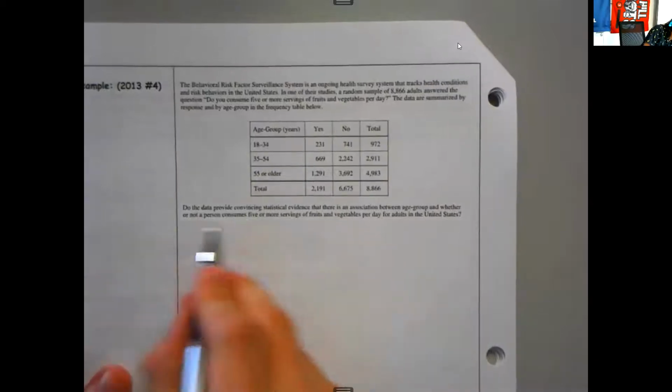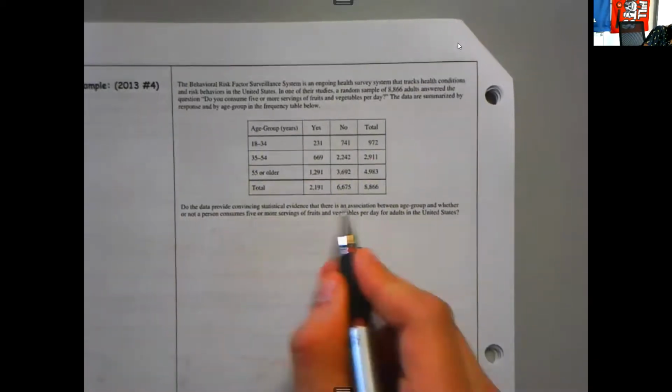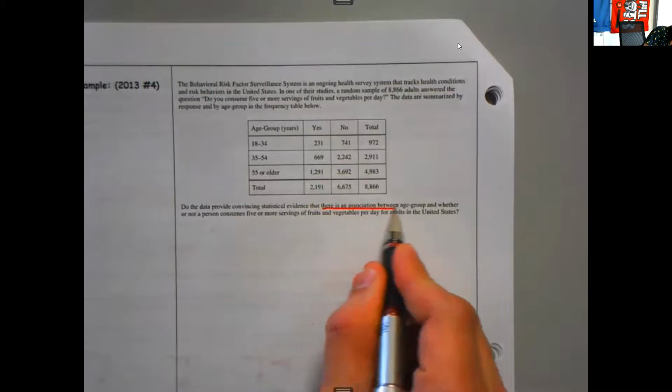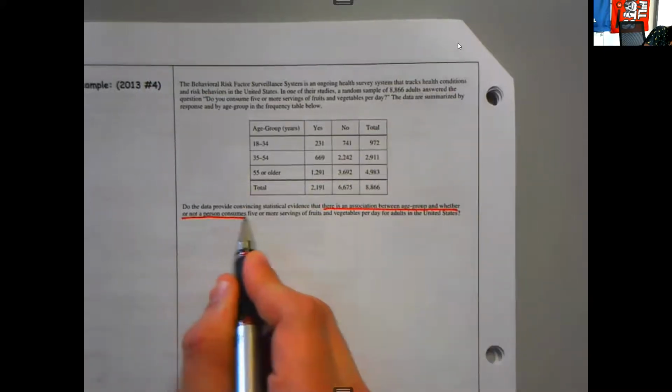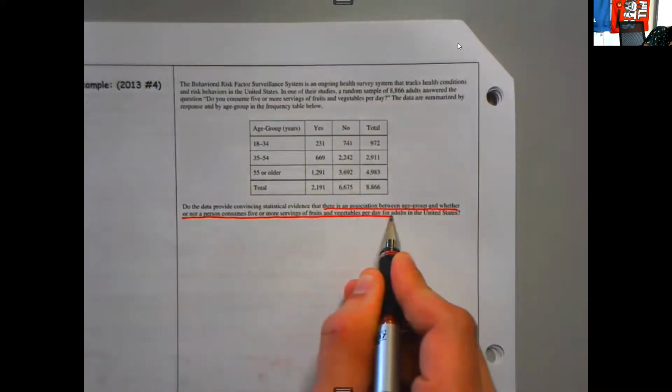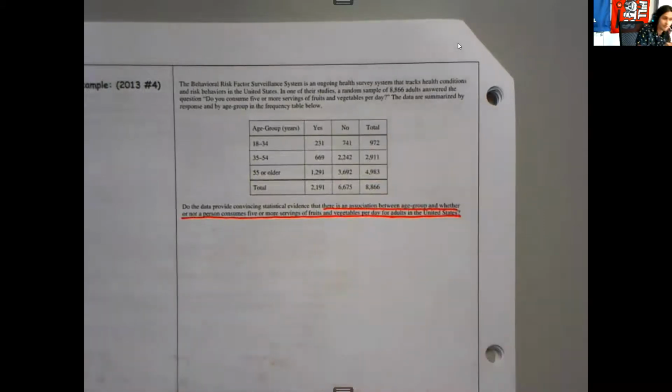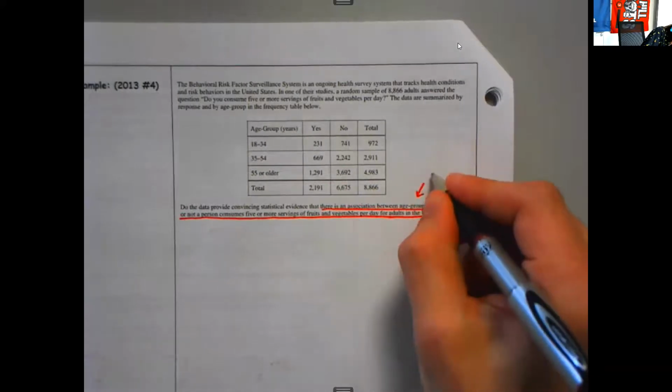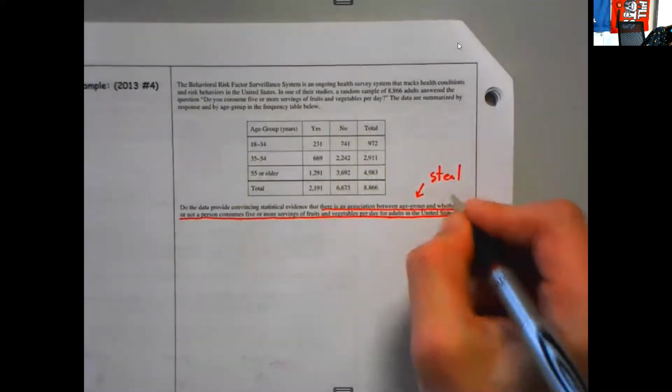Do the data provide convincing statistical evidence that there is an association between age group and whether or not a person consumes 5 or more servings of fruits and vegetables per day for the adults in the United States? You are going to steal that phrasing. So I'm going to underline it, and I'm going to write "steal this."